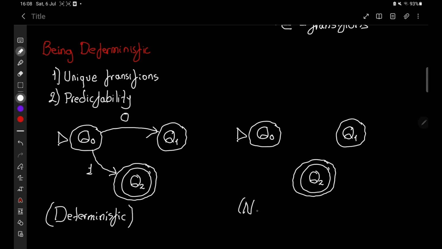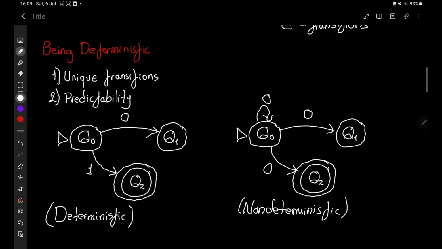But if it is non-deterministic, then when the input is 0, let's say, it can go to more than one state. So it can stay in Q0. At the same time, it can go also to Q1. And it can also go to Q2 as well. Of course, it depends on your mission, but it is allowed when it is non-deterministic.